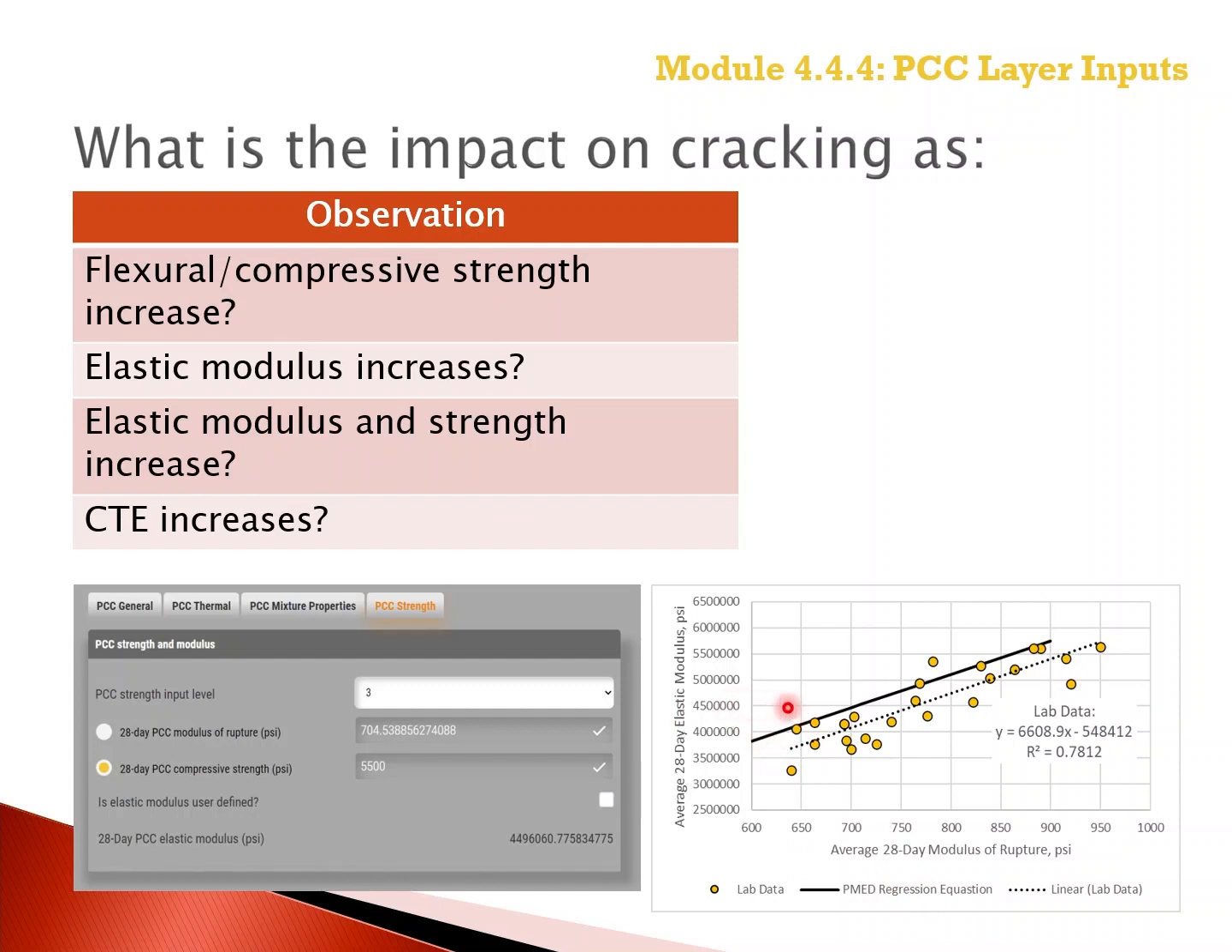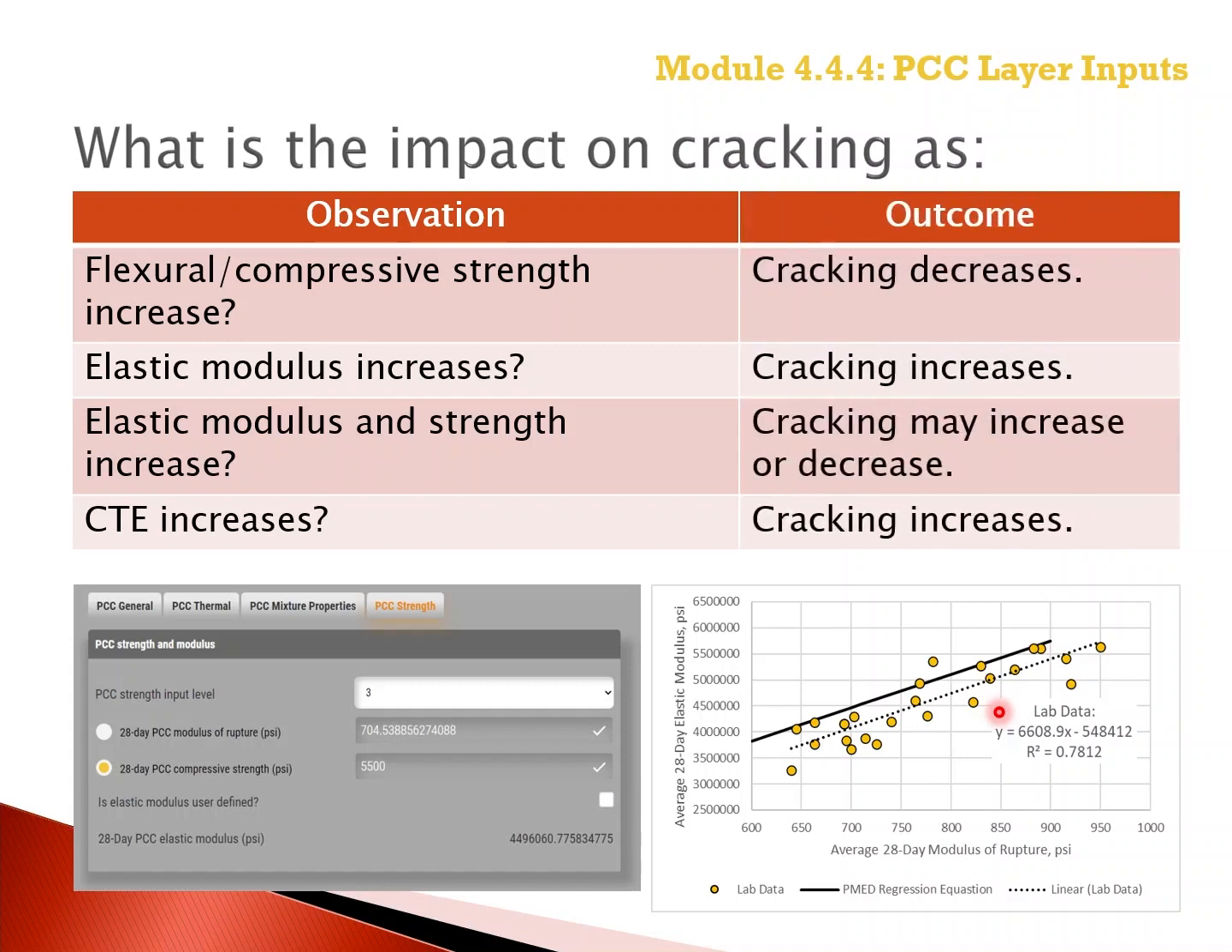So the elastic modulus remains the same and the average 28-day modulus of rupture or average 28-day compressive strength increases for the same modulus. As the strength increases with no change in modulus, there will be an increase in performance or a reduction in mid-slab cracks for JPCP, and a reduction in punch-outs for CRCP.